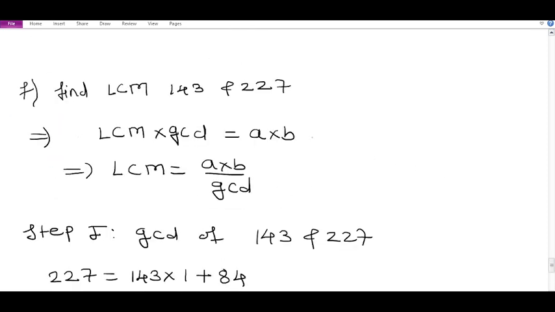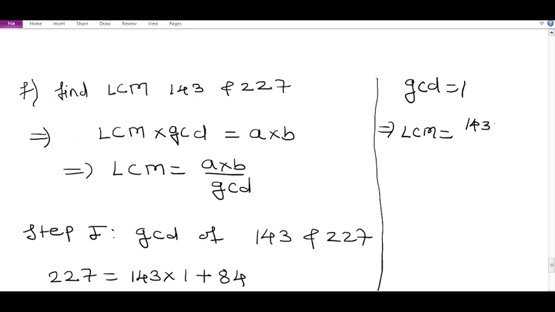Now in the next step, since GCD is 1, this implies LCM is equal to 143 into 227 divided by 1. So to multiply 143 by 227, we get LCM is equal to 32,461.